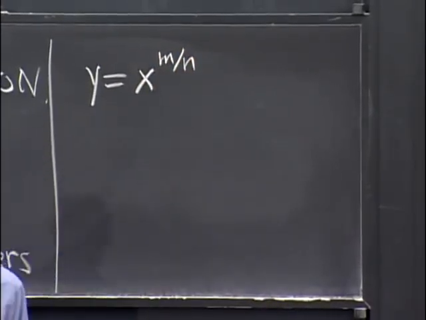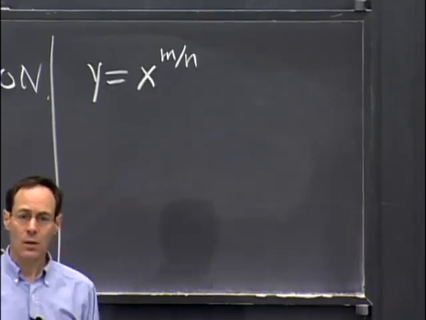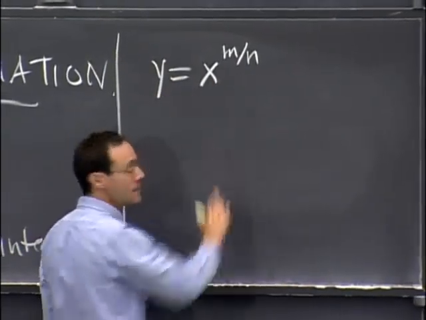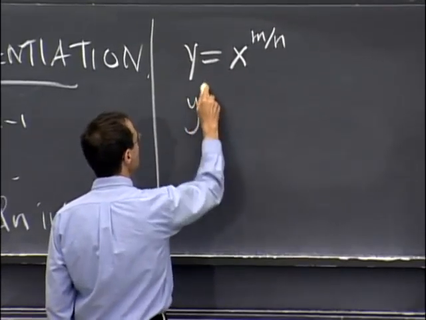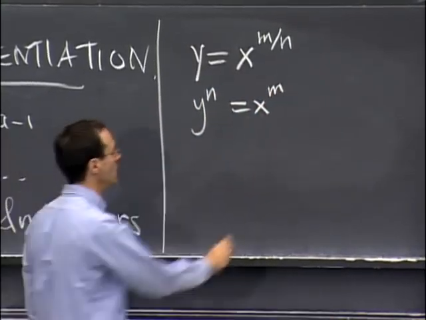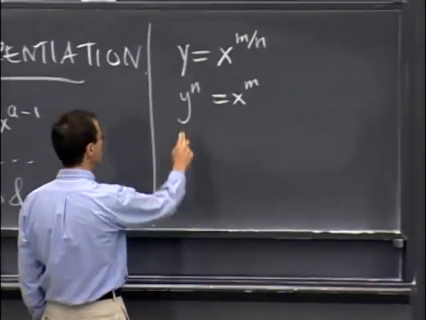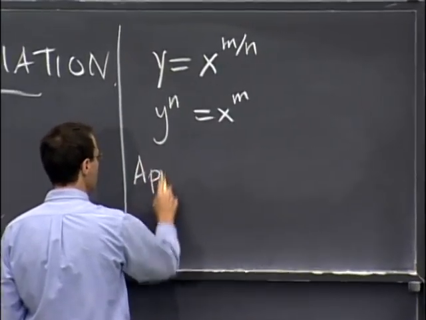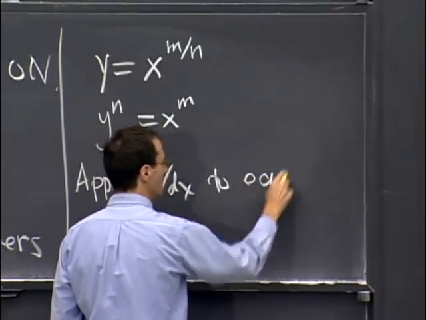That's what we're trying to deal with. And now there's really only two steps. The first step is to take this equation to the nth power. So write it as y to the n is equal to x to the m. All right, so that's just the same equation rewritten. And now what we're going to do is differentiate. So we're going to apply d by dx to the equation.